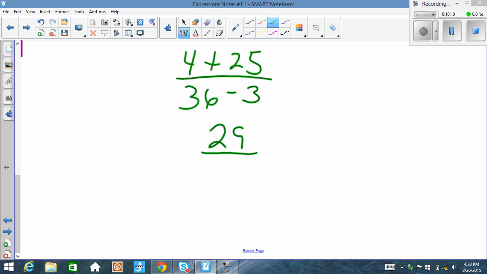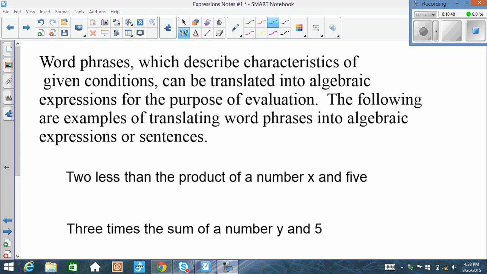Again, we're down to one number on top, and 36 minus 3 is 33. And so we notice that 33 has factors of 3 and 11, so we cannot really reduce that with 29 because 29 is prime. So we are simplified. This is a prime number. So since it's prime, we cannot reduce it.